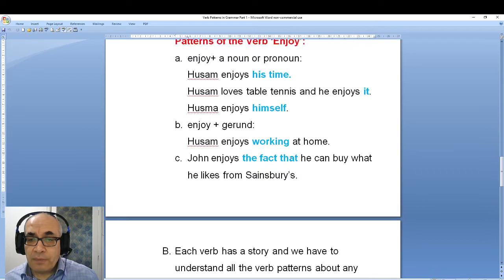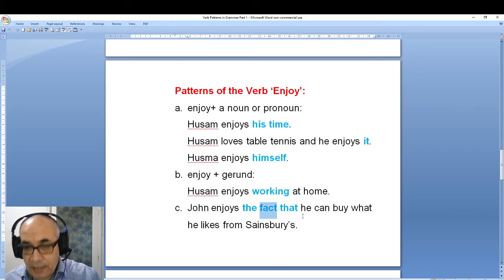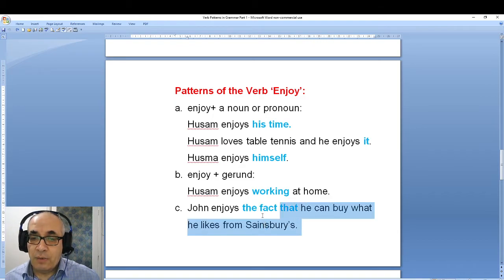And now, all people who speak English or who write English must follow this pattern. No one can change it. After enjoy, we use what? A pronoun, or we use a noun, or we use a noun and a what? And a sentence. A noun and a sentence, like number C. So here I use a noun after enjoy, here I use a pronoun, and here I use a noun and then a sentence after the noun.